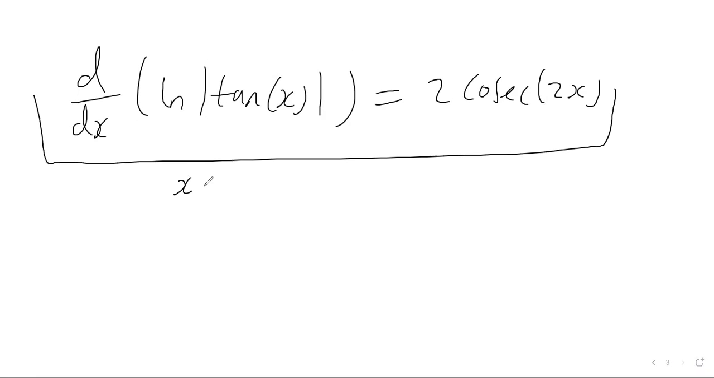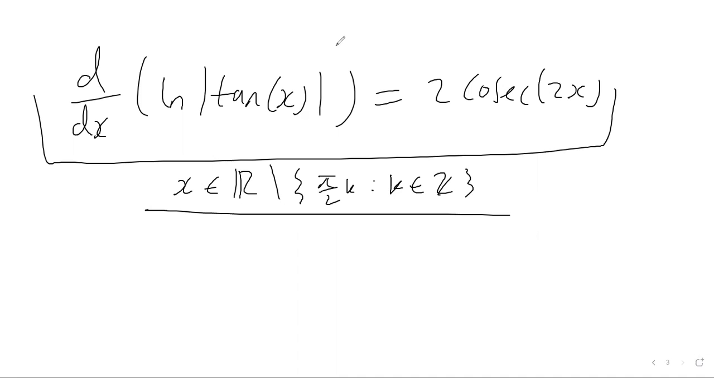But of course, x must be a real number, but it must not be a multiple of pi over 2 in order for this derivative and this function to work. So x can be any real number, but it can't be these multiples of pi over 2. So that concludes today's video.